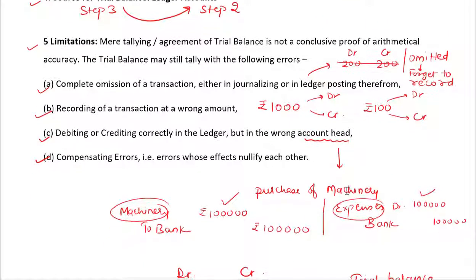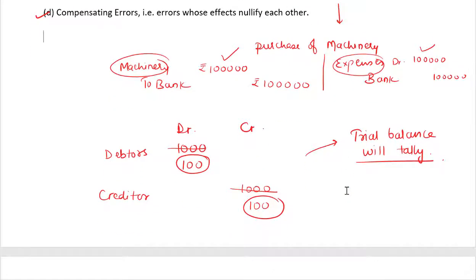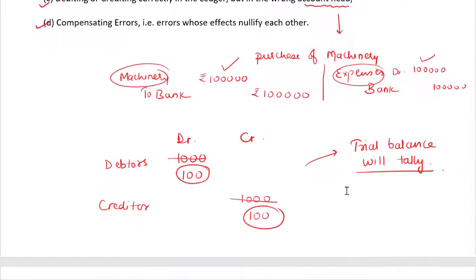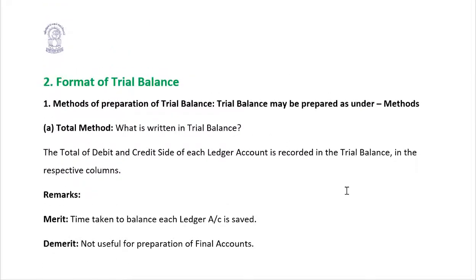The limitations part on the trial balance, I believe it is clear. Let's see the format of trial balance. So, methods of preparation of trial balance, my dear students, we have three methods. We have the total method, the balance method, and at last the total and balance method. Trial balance may be prepared under several methods. The first method is the total method.